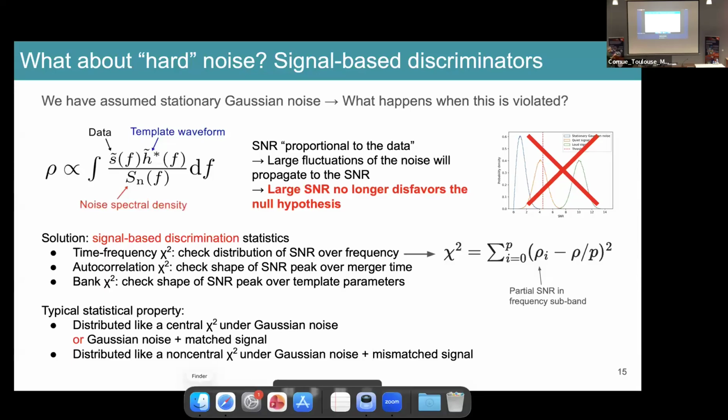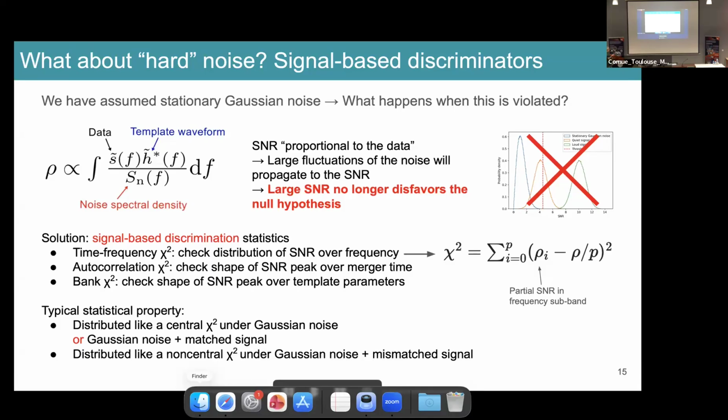Again, this is the expression of the SNR. If you look at it carefully, you have the data here. If you have a large fluctuation in the data, for example, a glitch, you will have the same fluctuation in the SNR. So this means that all the things that I just told you in the previous slides are false in general, in a practical situation. So this nice plot with the distributions is completely false. And if you have a large SNR, it absolutely does not mean that you have an astrophysical CBC signal. So this is a huge problem and one of the major pain points when you work with detections.